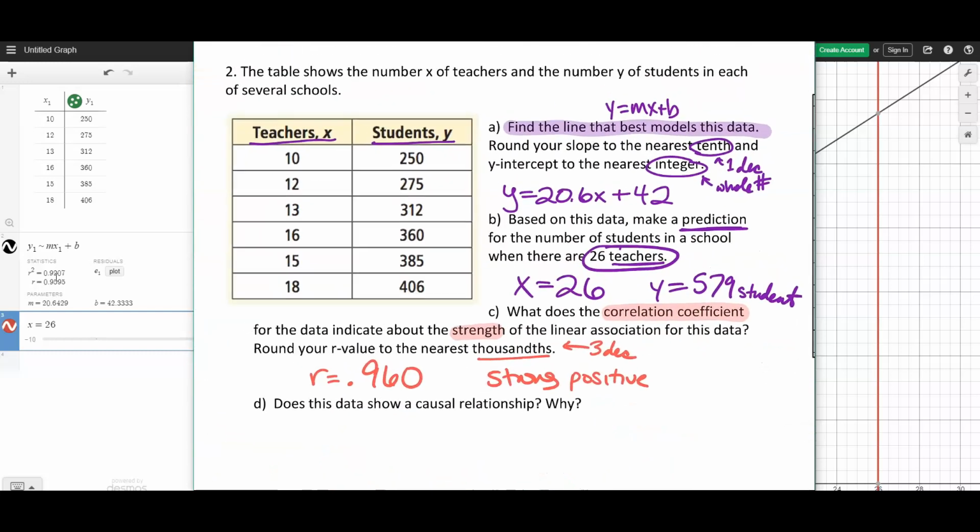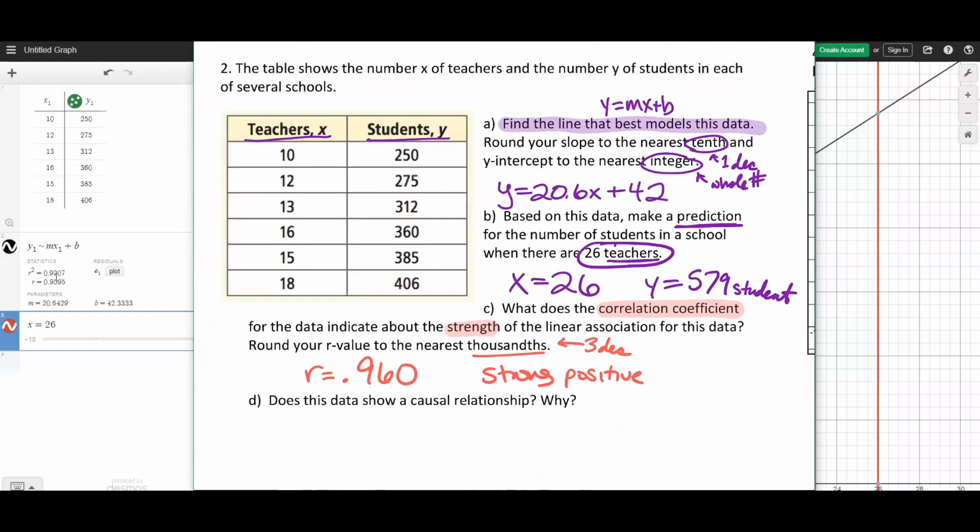So we know that this data is pretty accurate. We can be pretty confident in our prediction here because we have a strong correlation. Now, does this data show causation? Is it a causal relationship? These are a little difficult. The easiest answer is correct. Does this data show causation?